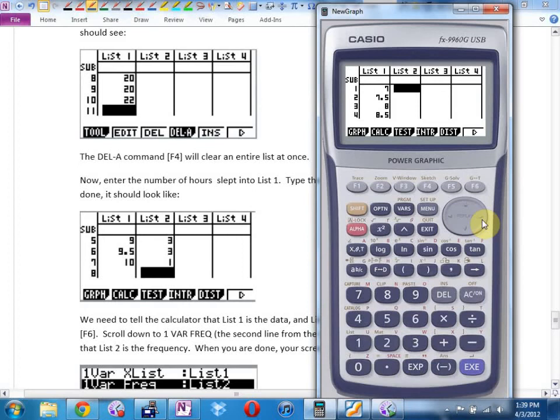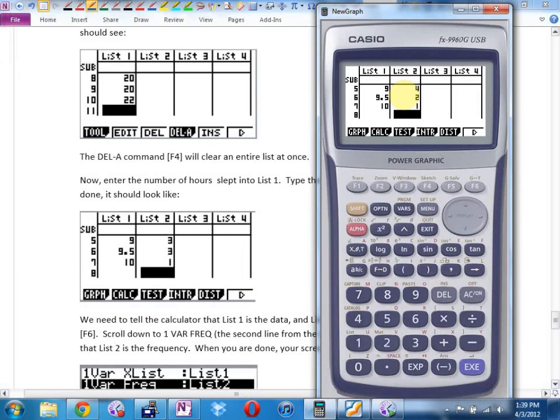What was the frequency for 7 hours? 1? What was the frequency for 7.5? 3? What was the frequency for 8? What was the frequency for 8.5? 5? What was the frequency for 9? 4? What was the frequency for 9.5? 2, and then 1. Okay? You know you've got the right numbers if these line up. If you've got one too many or one too few, you missed a frequency or you missed a data point, because your number of frequencies and your number of data points should be the same.